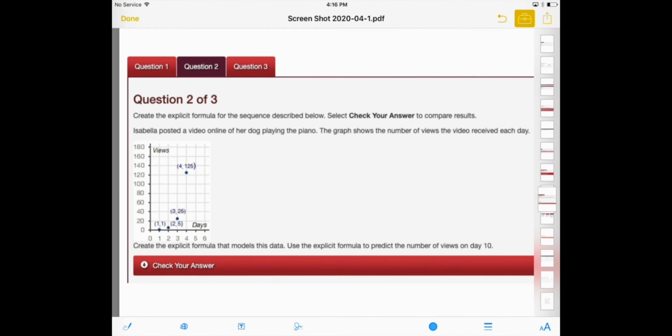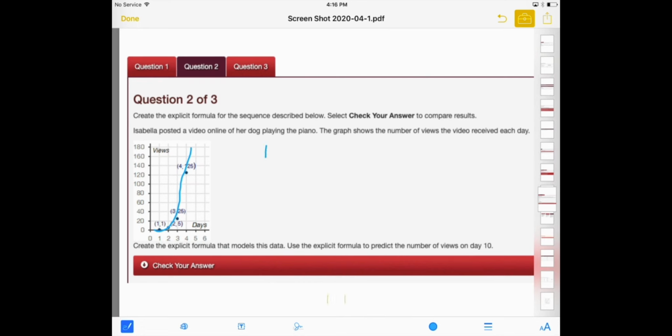All right, for question number 2, again, we want an explicit formula. Isabella posted a photo or a video of her dog online playing the piano. So it looks like on day 1, she got 1 view. On day 2, she got 5. On day 3, she got 25. And on day 4, she got 125. Excuse my very poorly drawn curve, but it looks like it's going to follow that exponential curve.